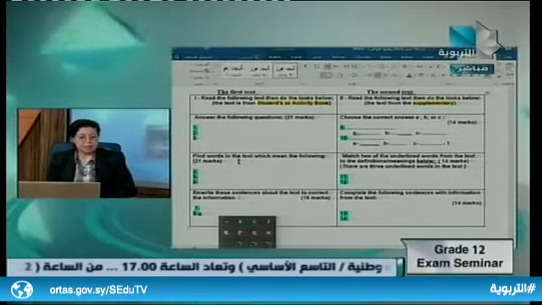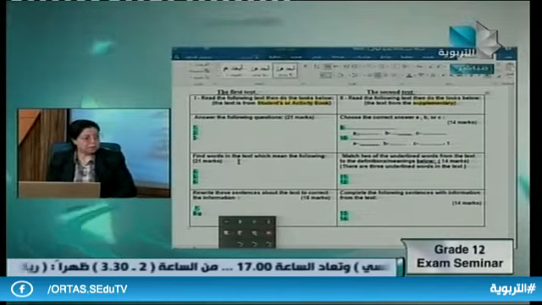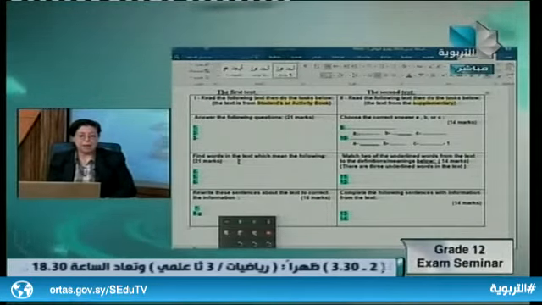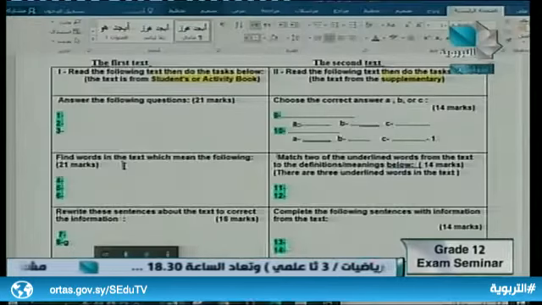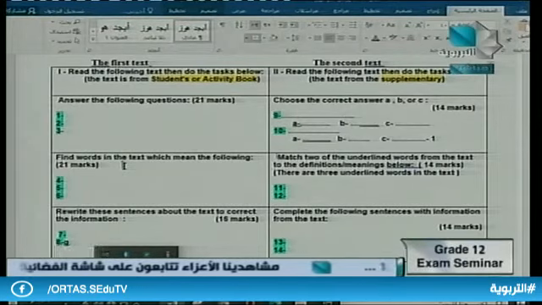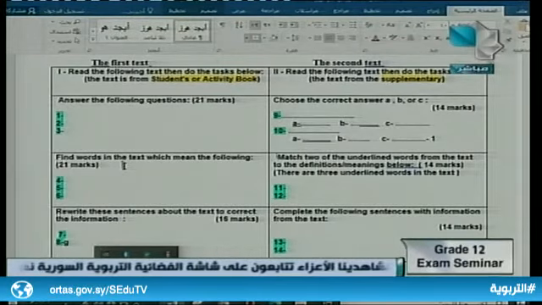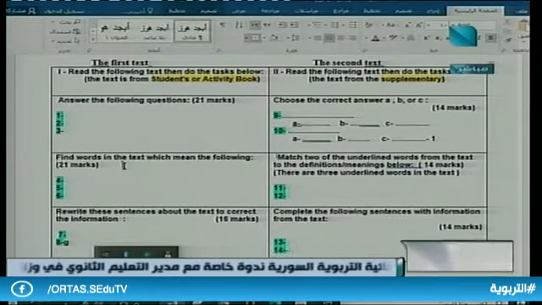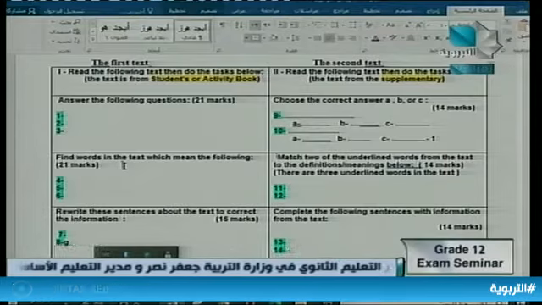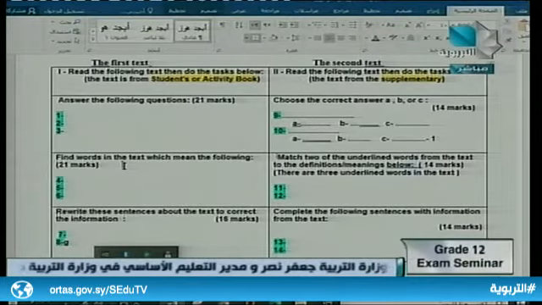Then after this task, they have another task. It is also related to the passage or to the text. Here they have to search for the meaning of the words in the text. They have 3 words, and they have to search carefully for the meanings of these 3 words. They have to read it and find the exact meaning, the correct meaning.